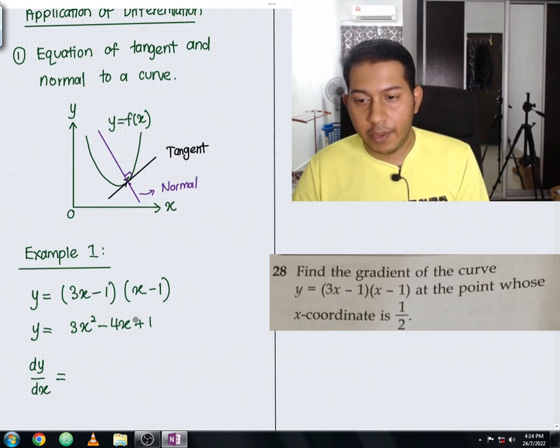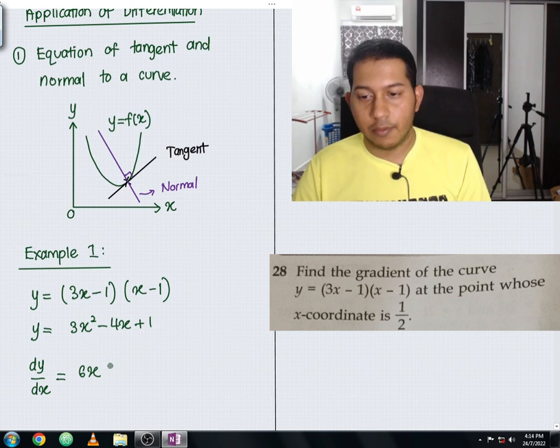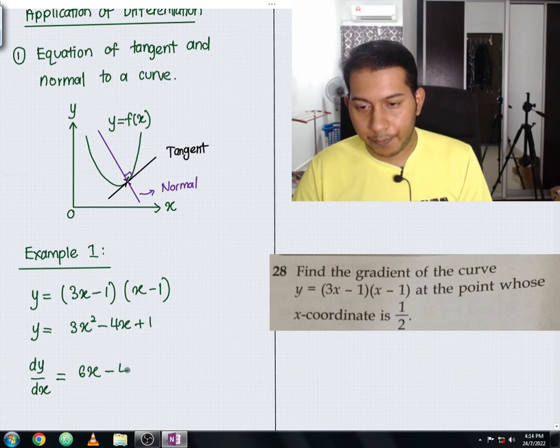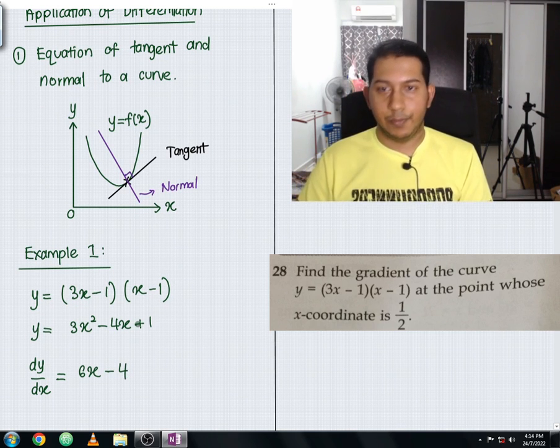Okay, so from here when you differentiate this, 2 times 3 and then the power you minus 1, so from here you get 6x. Minus 4x, you differentiate this, you get minus 4. The constant will become 0.